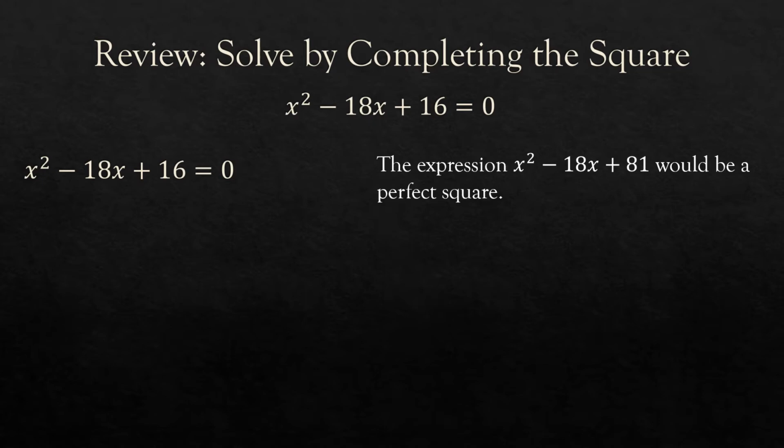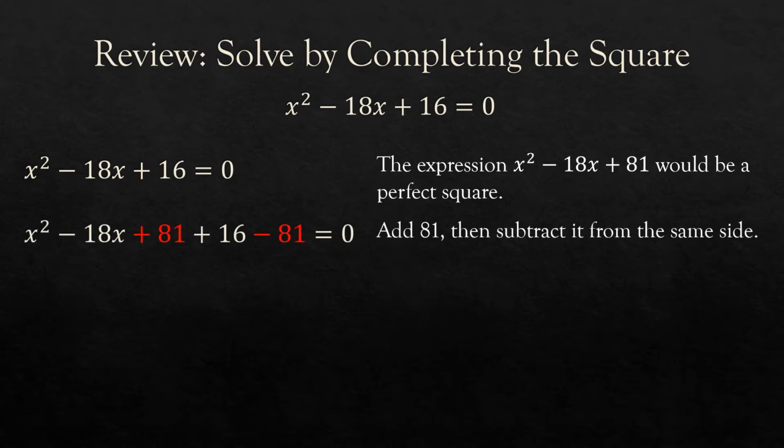So how did we get 81? Well, we looked at the second term, negative 18x. And we recalled that we can find the perfect square by dividing the coefficient of the second term, 18, by 2, and squaring it. So 18 divided by 2 is 9, and 9 squared is 81. Hence, x squared minus 18x plus 81 is the perfect square trinomial that we're looking for.